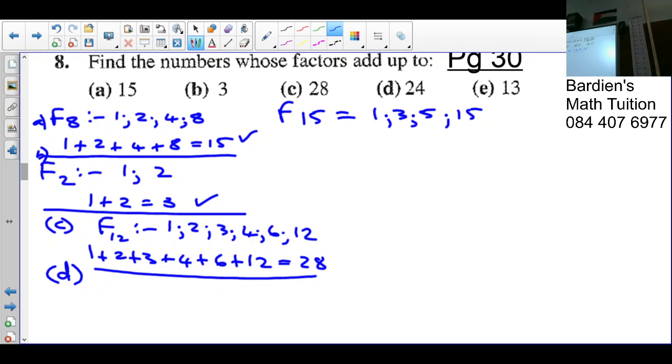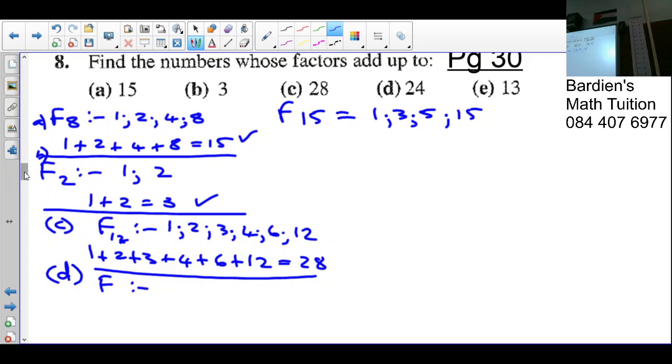So you got 24. Factors of what add up to 24? Sorry? 1, 1. But what are the factors of what? The factors of what will add up to 24? The factors of 12 add up to 28, so it must be less than 12.